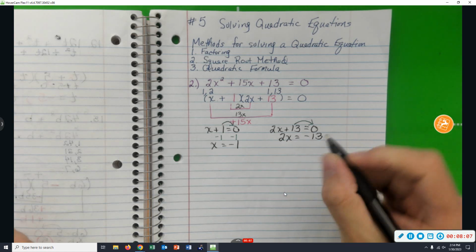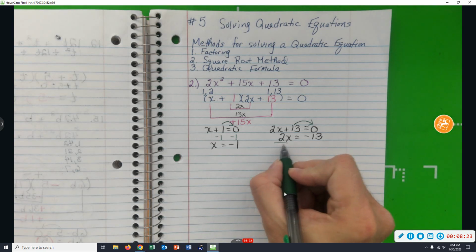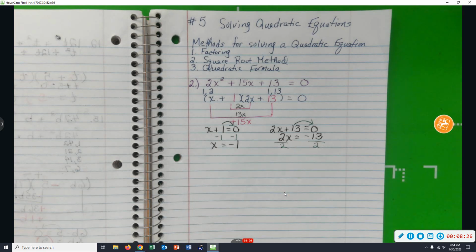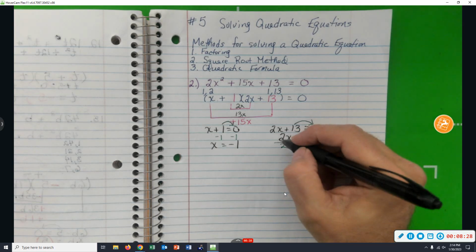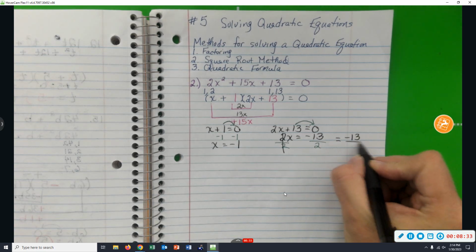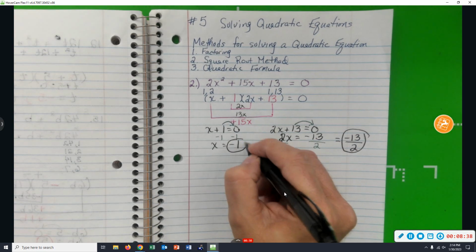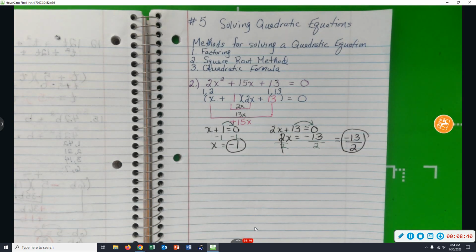The formal rule is do the opposite operation to both sides, beginning with addition and subtraction. The opposite of adding 13 would be subtracting 13. What's the opposite of multiplying by 2? Divide by 2. So we get a negative 13 over 2 as our answer. I'm just going to write it all in one color right there. Negative 13 over 2 and negative 1. Those are our 2 answers.